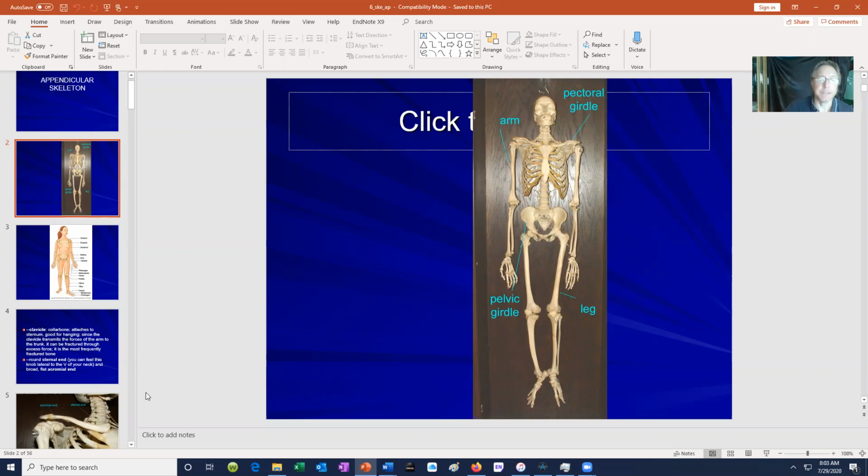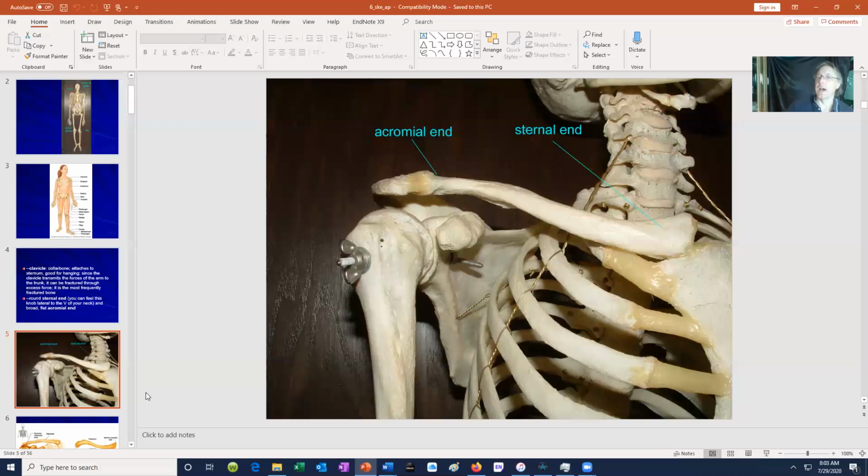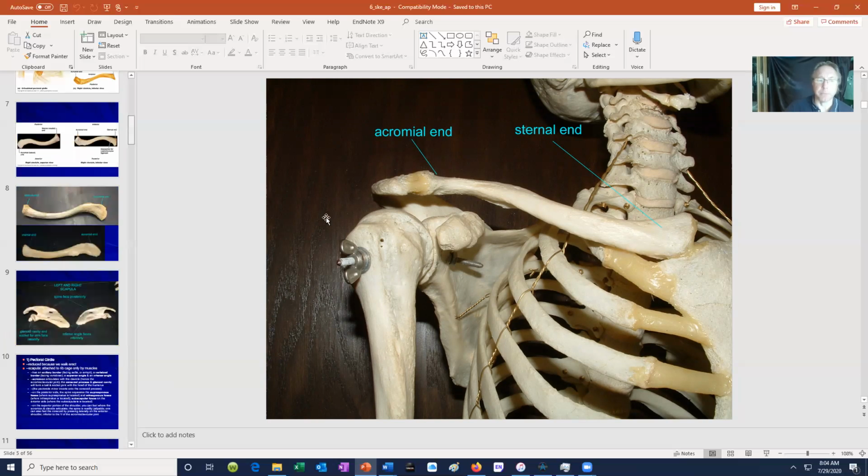This video is going to be about the pectoral girdle and arm. There are two bones in the pectoral girdle, the clavicle or collarbone and the scapula. The clavicle articulates both with the sternum at the manubrium here, and then at the acromion of the scapula, and I'll define that term presently.